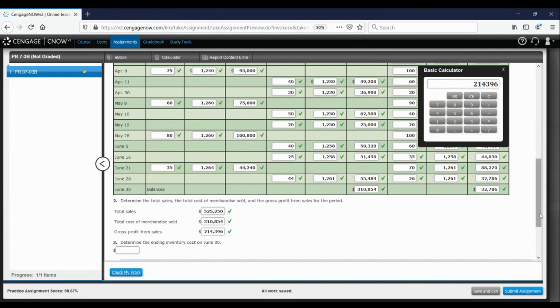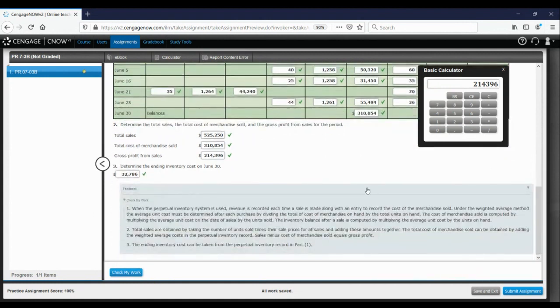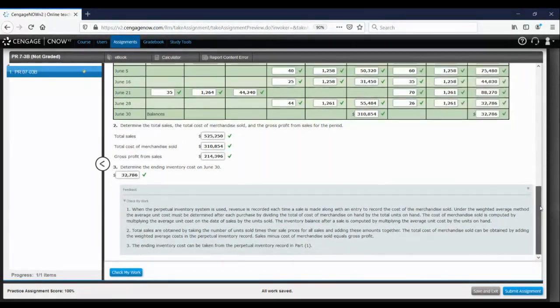In part 3, they want you to determine the ending inventory cost on June 30th. The ending inventory cost is our last balance on June 28th, which was 32,786. And this is how we complete the weighted average method.